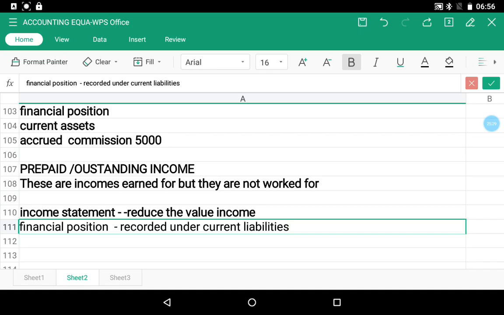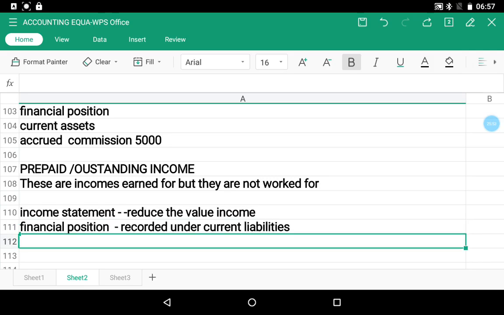They are recorded under current liabilities. Of course, the reason why we record them under current liabilities is that you have received the money, but you have not yet done the work. That means it's your obligation to go and work for that received income.